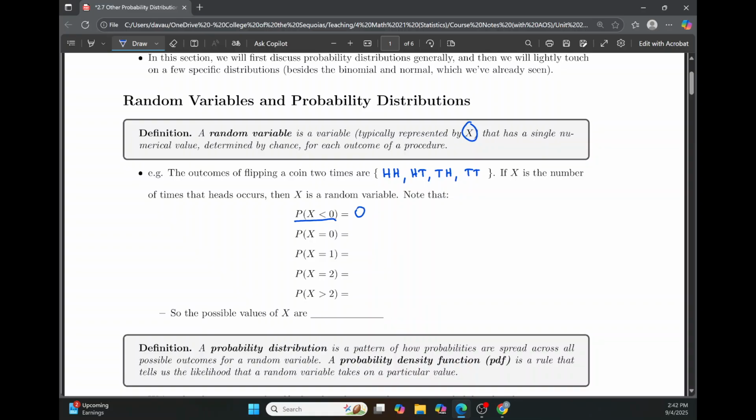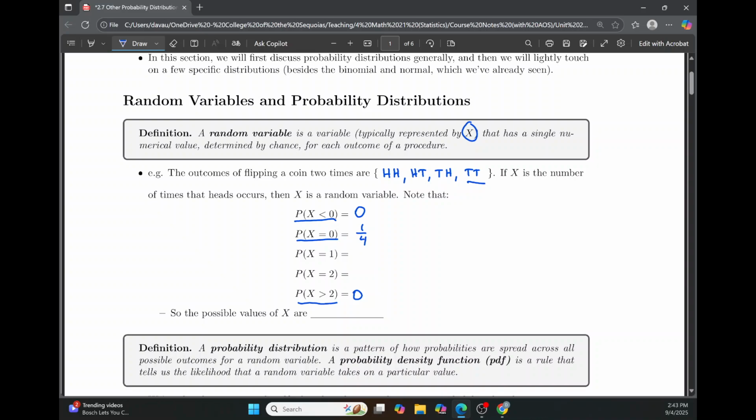So the probability x is less than 0 would just be 0. Similarly, it's not possible for x to be more than 2, because you're only going to flip the coin twice, so you can't flip heads 3 or 4 times. So the probability of x being greater than 2 would also be 0. But x could be 0, or x could be 1, or x could be 2. It's possible that you never flip heads, that you flip the coin twice and it comes up tails both times. In fact, the probability that that happens is going to be 1 out of 4.